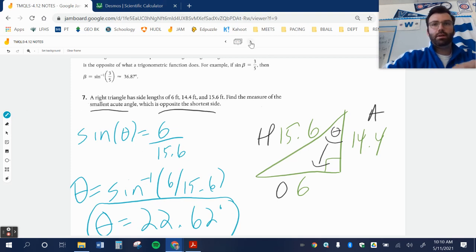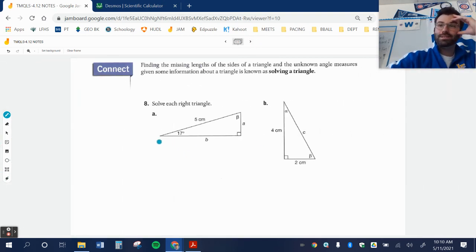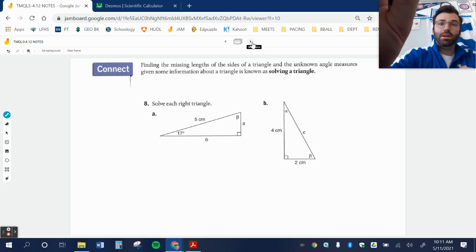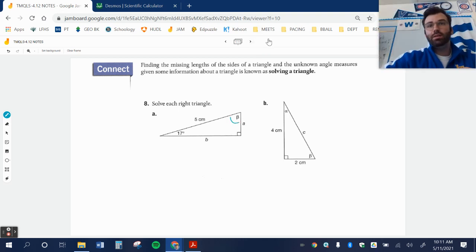All right, should I keep going? I suppose. Solve each right triangle. How do you solve a right triangle? Find the missing side lengths and the missing angle measures. You find everything. I think we're good. I think we've done enough of that. If I want to find this missing angle here, I would just subtract from 180.